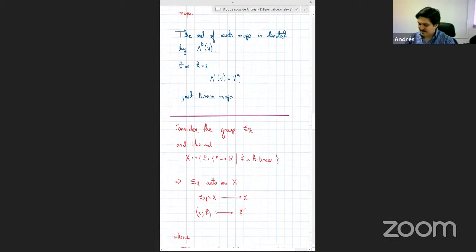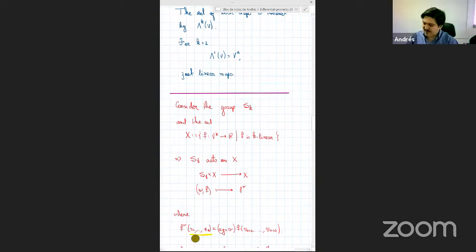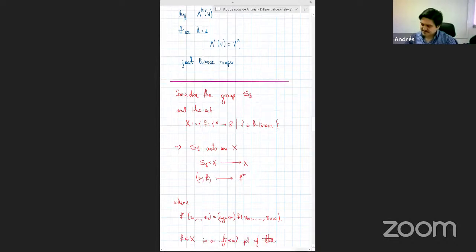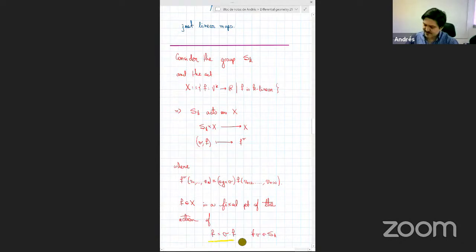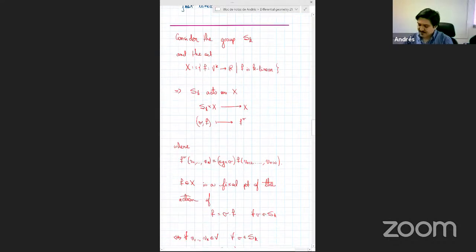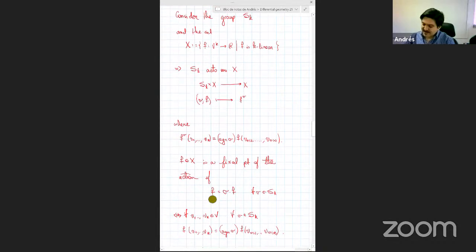The definition of this map is the following. F sigma, if I plug in k vectors, I put the sign of the permutation and then this F. That's how the permutation group acts on the set of k-linear maps. Now, an element here is fixed by the action if this happens for every element of the group. That's the definition of a fixed point of the action. So here you can put any element of the group and you obtain the same element on the space. And so F is a fixed point of the action means precisely this.